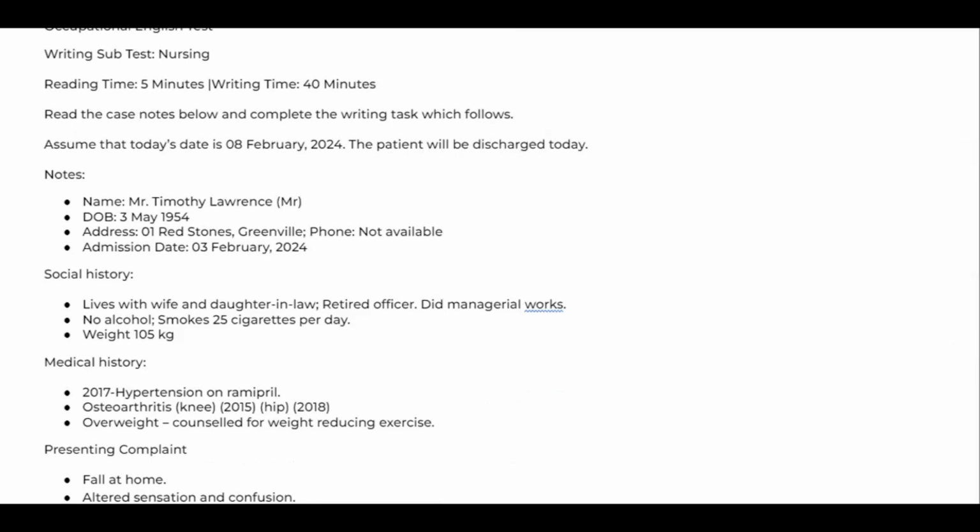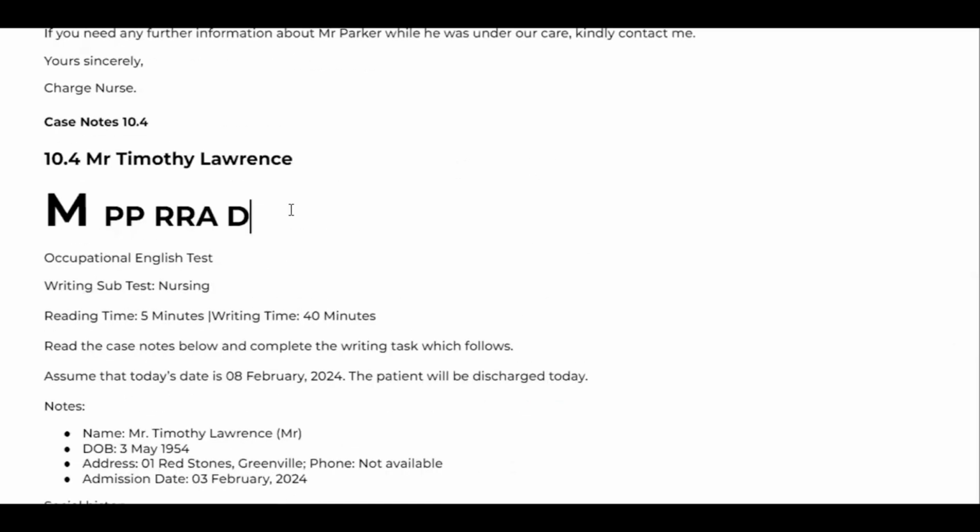Correct. There's no mistake. It's completely correct. The patient is getting discharged today. So we got that idea also. It is not transfer, it is discharge. So we have got so much information clear now. So PP, RR, now A and D are there.